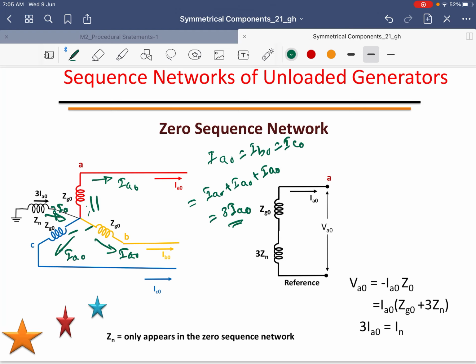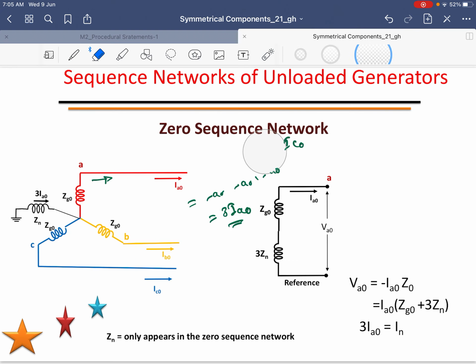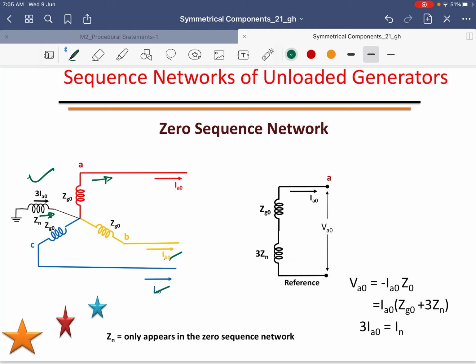The incoming current should be 3 times IA0. The same thing I am representing here: the current entering the neutral is 3 times IA0, which is distributed here as IA0 and IA0 in each phase. Then the total current is 3 times IA0. It means that if the generator is grounded, then the current flowing in the ground wire is 3 times IA0.